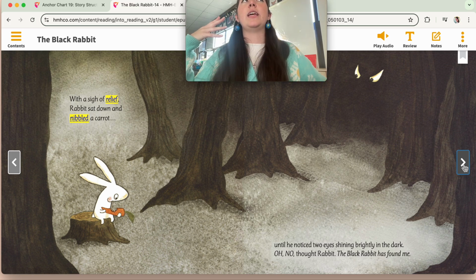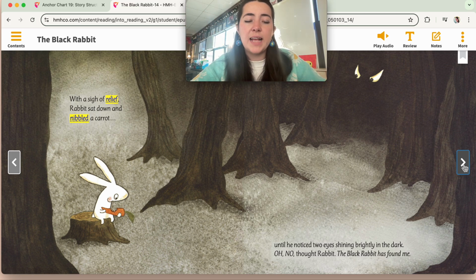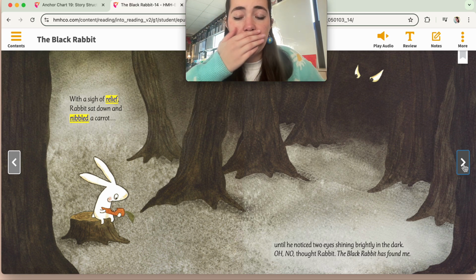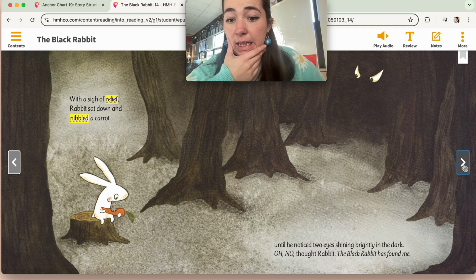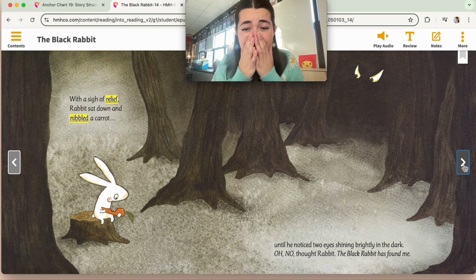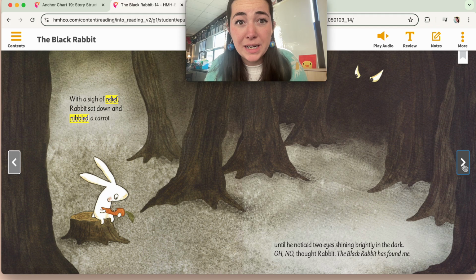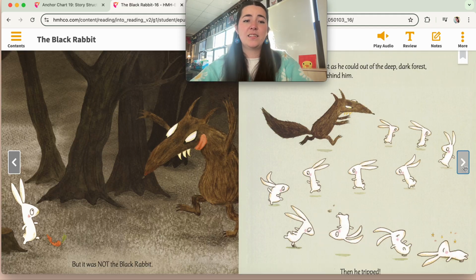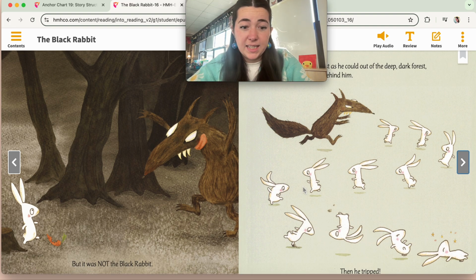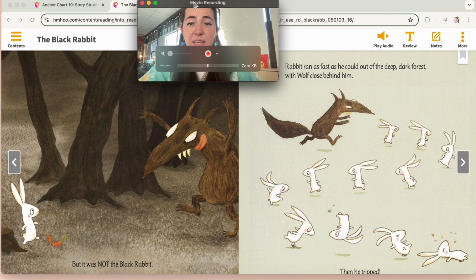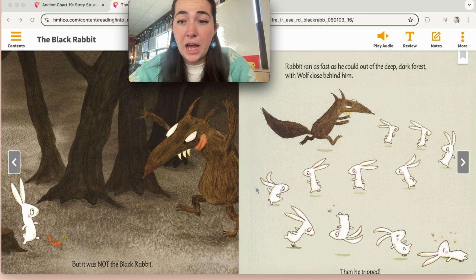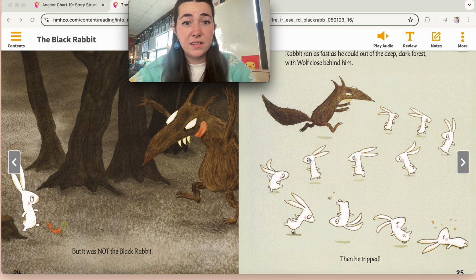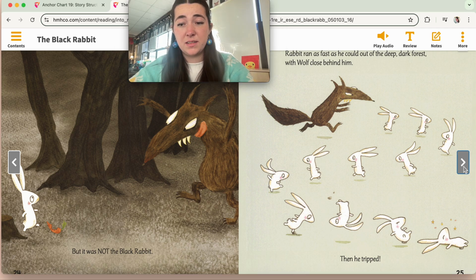With a sigh of relief, Rabbit sat down and nibbled a carrot until he noticed two eyes shining brightly in the dark. "Oh no," thought Rabbit. "The Black Rabbit has found me." But it was not the Black Rabbit. Rabbit ran as fast as he could out of the deep, dark forest with Wolf close behind him. Then he tripped.